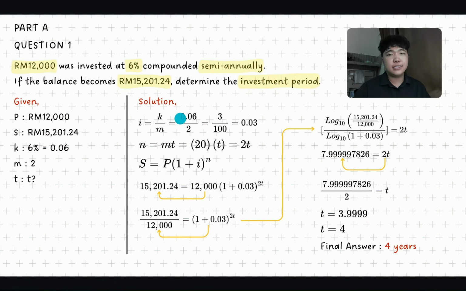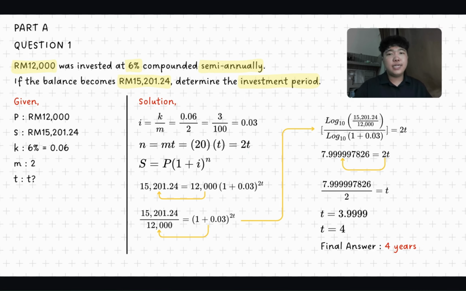So the solution is, first thing first, we need to find I. The formula for I is K divided by M, which is 0.06 divided by 2. After we simplify it, we will get 3/100 or 0.03. The next step is we need to find N. The formula for N is MT, which is 2 times T, and we get the answer 2T.